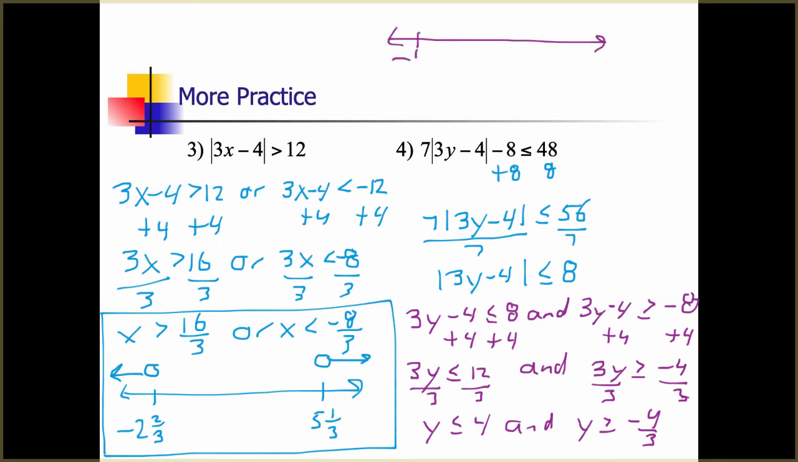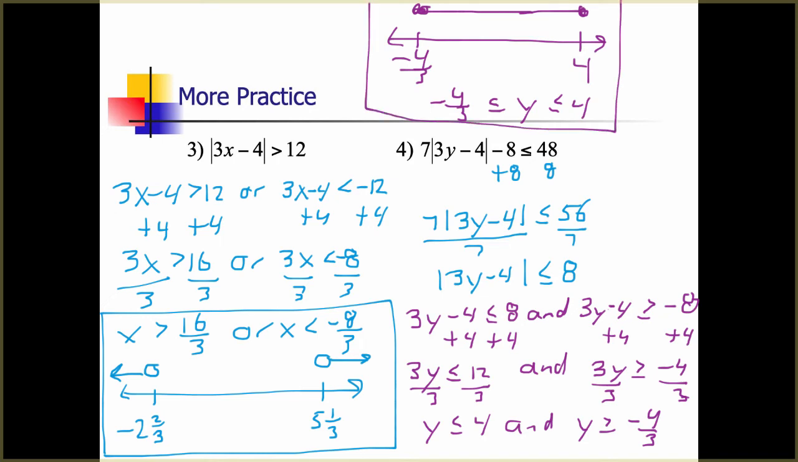We have negative 4/3, which is the same as negative 1 1/3. We have a 4. We are less than or equal to 4, so we have a closed circle going left. We have greater than or equal to negative 4/3, and we have a closed circle going to the right. And we would write this inequality as negative 4/3 less than or equal to y, which is less than or equal to 4. There's my graph.